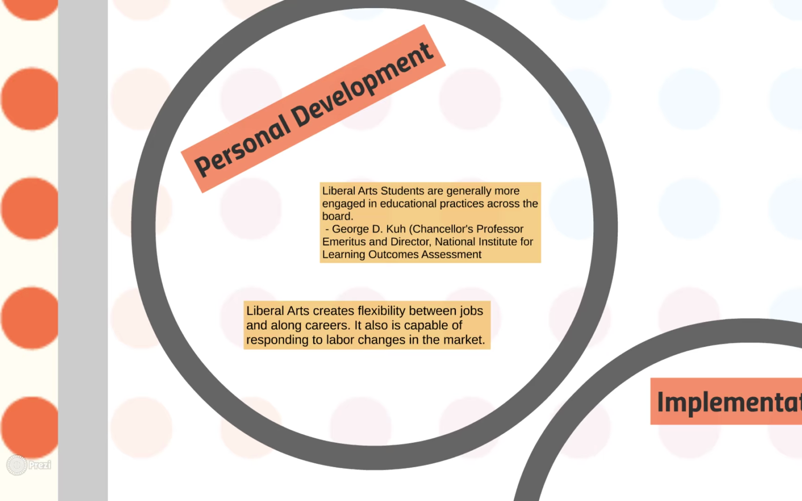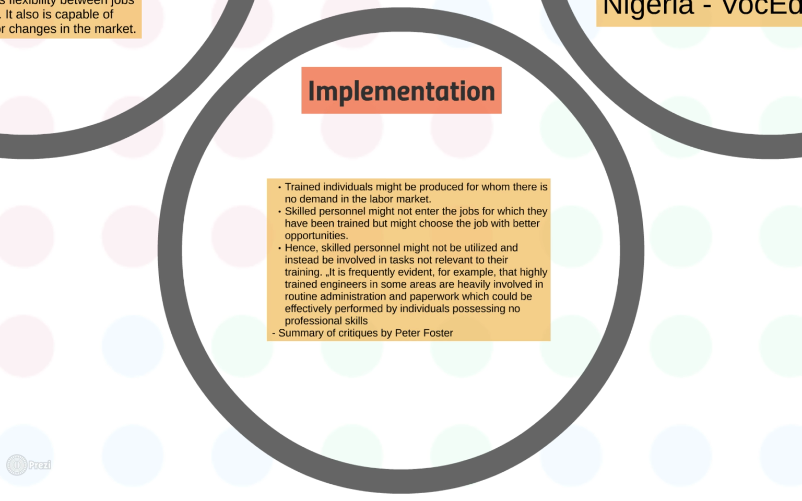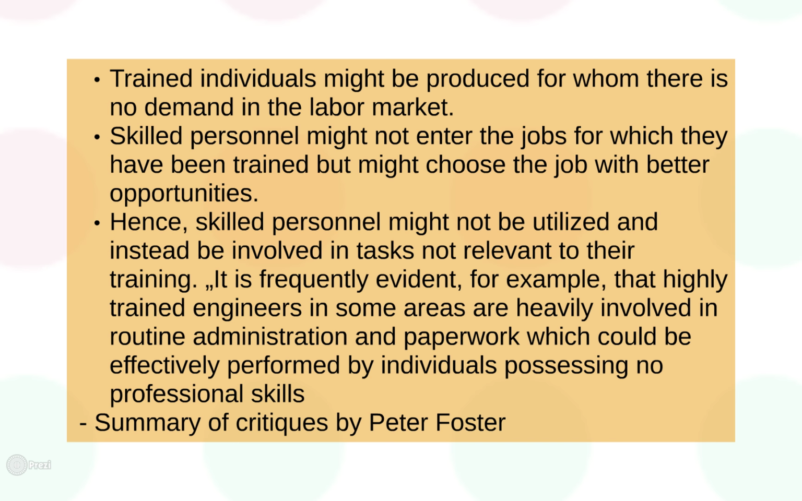Implementation. Now, Peter Foster wrote a series of critiques that really explain the problems with implementing vocational education. This idea, once again, leans a little bit more towards liberal arts. For example, trained individuals might not be produced for when there is a demand in the labor market. In other words, they might have the wrong training for where there actually is an opening in a labor market. Skilled personnel might not enter the jobs for which they have been trained, but might choose the job with better opportunities.